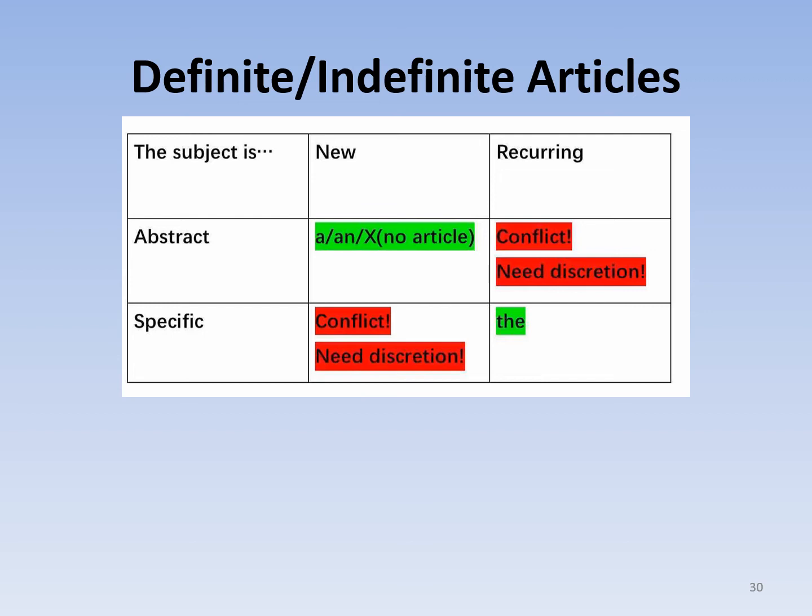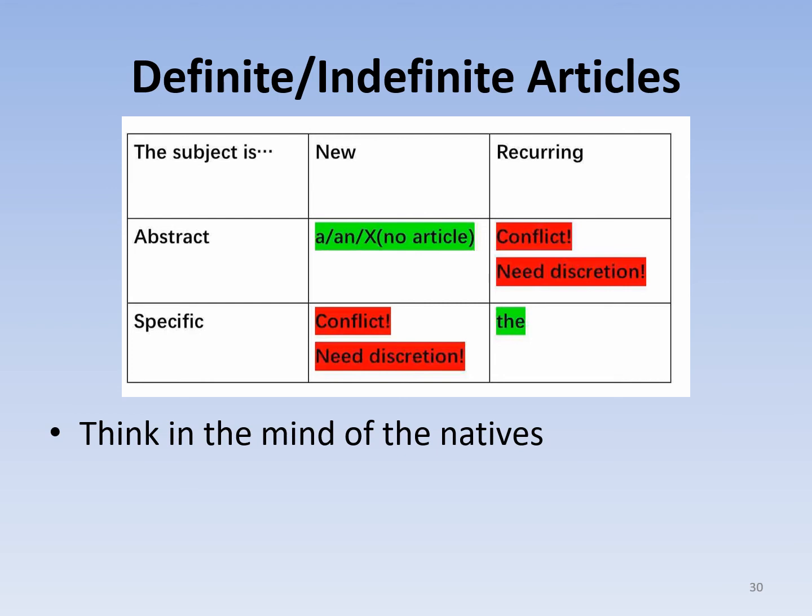And the same applies in this dimension as well. When you refer to an abstract entity, you want to use an indefinite article. When you refer to something that is specific, use a definite article. But there are times when you have to resolve a conflict, and then you need to think in the minds of the natives.